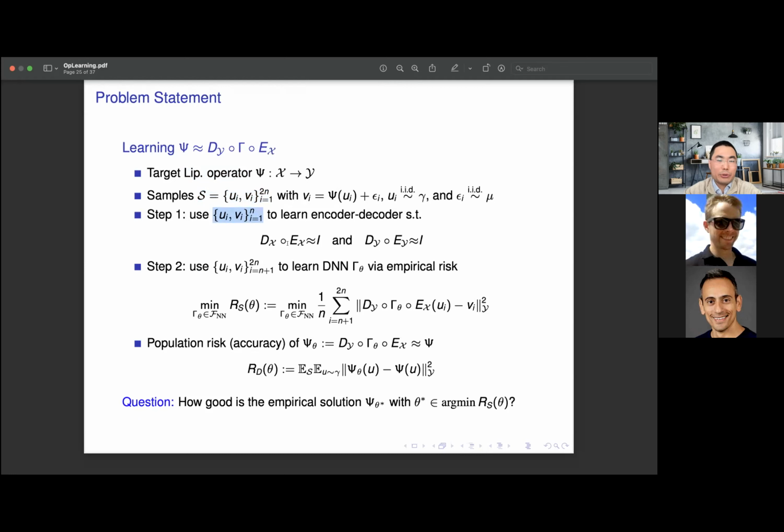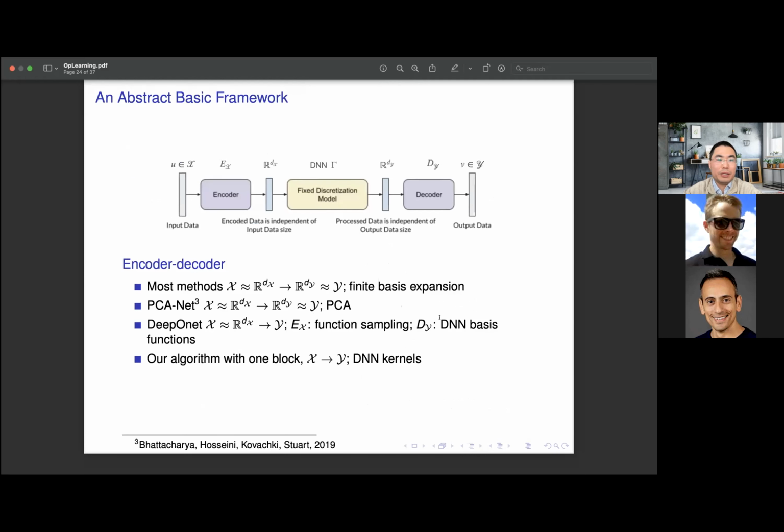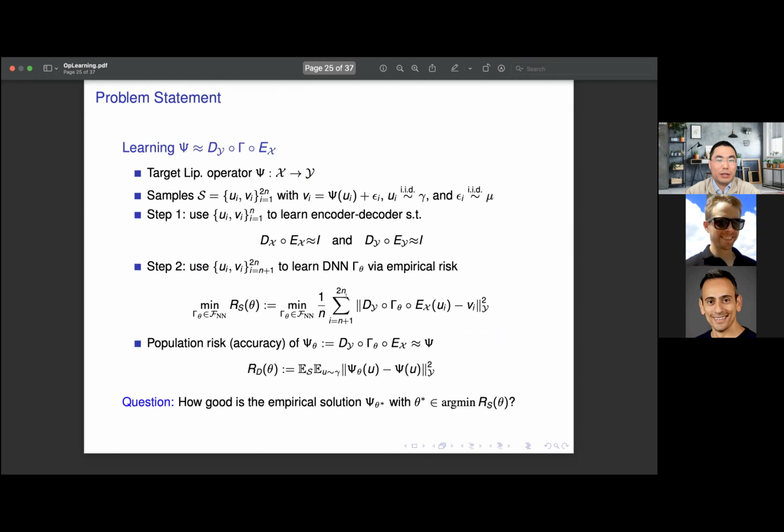If you use sampling, if you use basis expansion as the encoder and decoder, then you don't need to learn this encoder decoder because they are given. But if you want some data-driven way to get the encoder decoder, like the DNN-based function expansion in DeepNet, like the PCA net, you want to use some data-driven way to get the basis function, then you have to learn the encoder decoder using some samples.